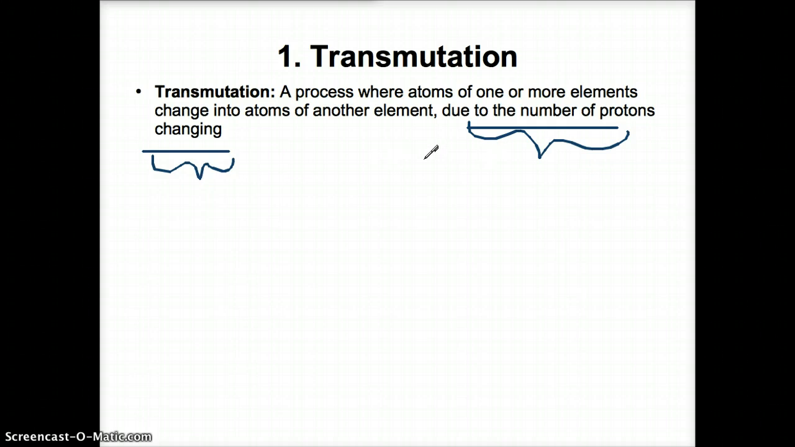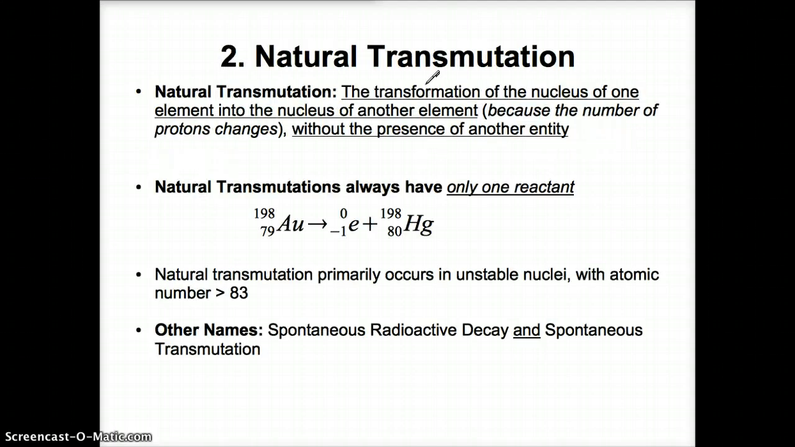Now in today's lesson we'll focus on four types of nuclear reactions, which are natural transmutation, artificial transmutation, nuclear fusion, and nuclear fission. So let's first discuss our first type of nuclear reaction, natural transmutation. Natural transmutation is the transformation of the nucleus of one element into the nucleus of another element because the number of protons changes without the presence of another entity. Other names for natural transmutation are some things you've heard of already: spontaneous radioactive decay and spontaneous transmutation.